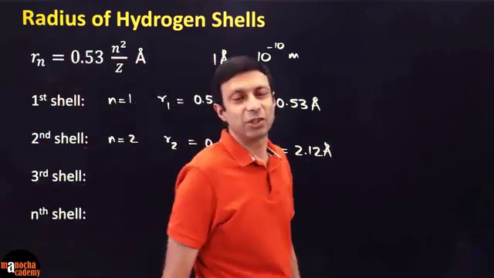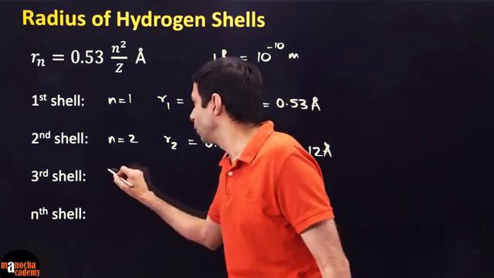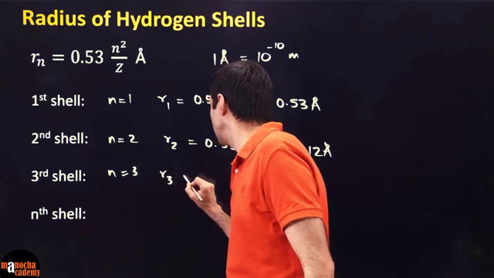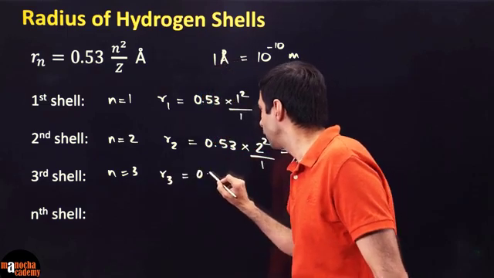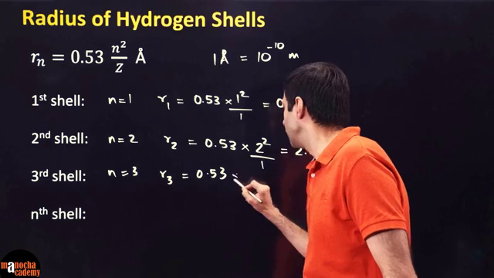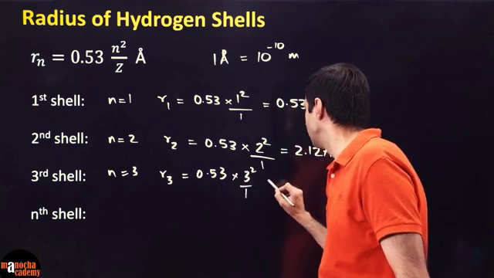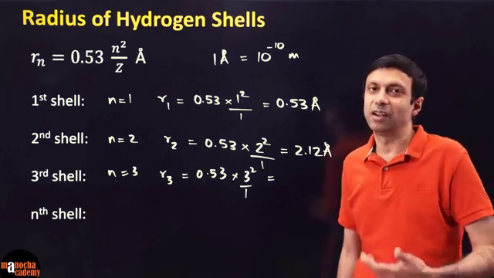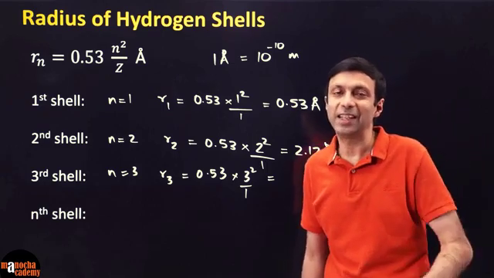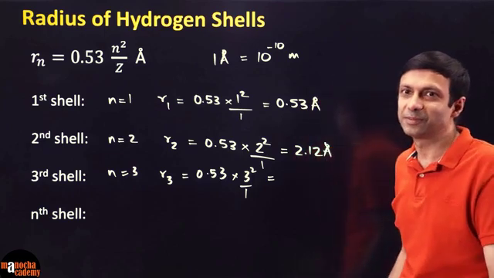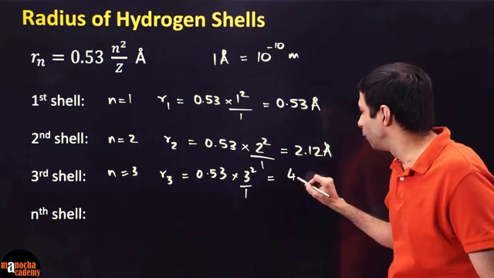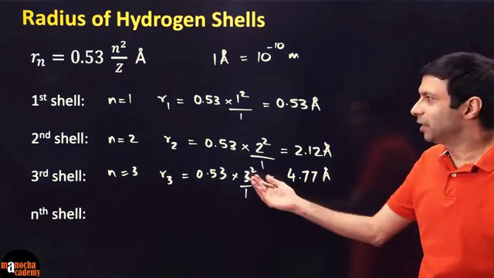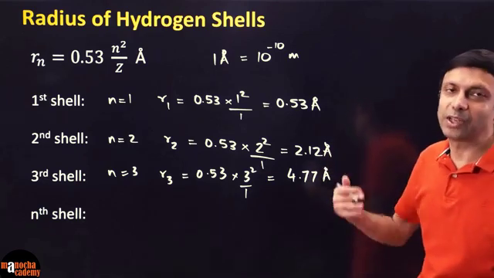Now let's work out the radius of the third shell. Very simple. Here you just have to put n equal to 3. So what will your radius be? R3 equal to 0.53 multiplied by 3 square divided by 1. So you need to do 9 times 0.53. If you multiply 9 times 0.53, you will get 4.77 angstrom. And similarly, you can do it for the fourth shell, fifth shell.